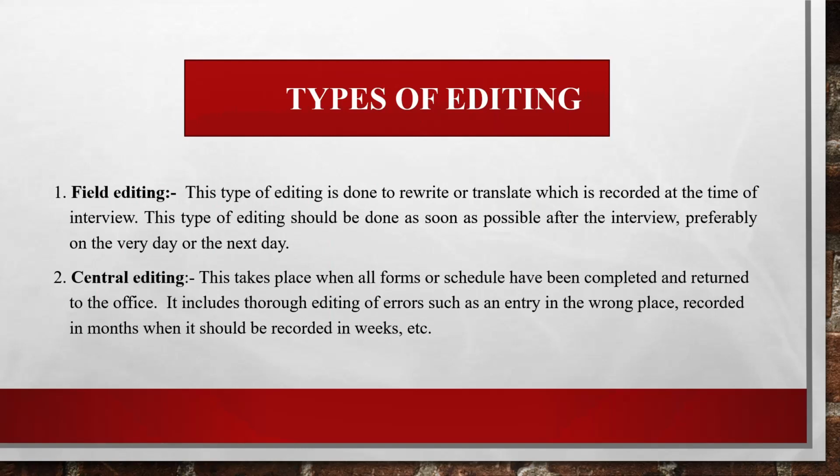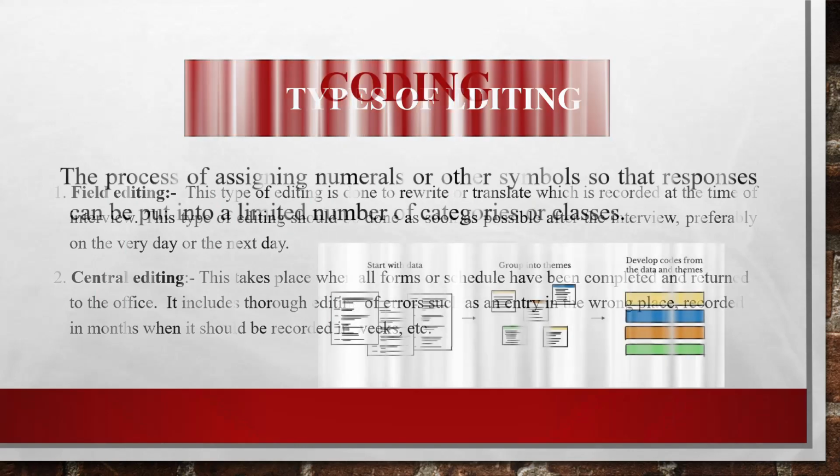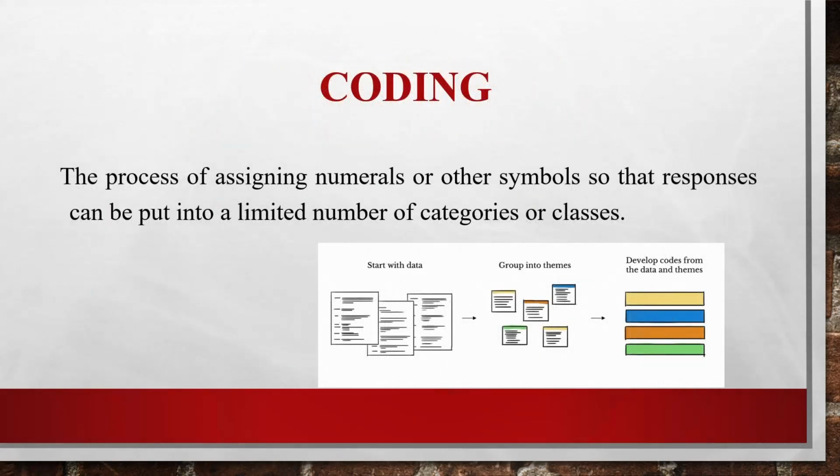After the enumerator hands over the data to the office, they will do the central editing. If entries are in wrong places, they will be corrected. For example, if the data has to be entered in years but it is represented in months, it should be converted. In that way, the central editing will be done. The field editing is done by the enumerator or the person who collected the data, and the central editing is done at the office level. The next stage is coding.